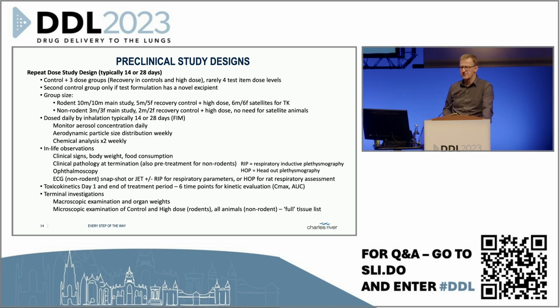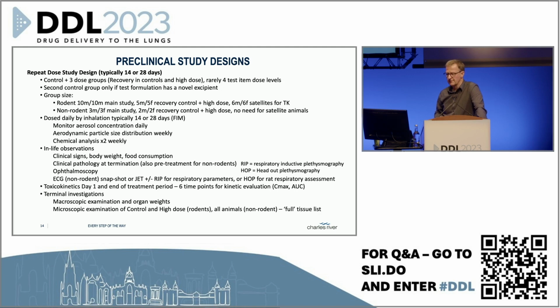So again, the in-life observations would be clinical signs, weekly or twice a week body weight and food consumption measurements. Clinical pathology in the rodent is performed at termination, and in the non-rodent, it'll be performed pre-treatment and again at termination, as is ophthalmoscopy.